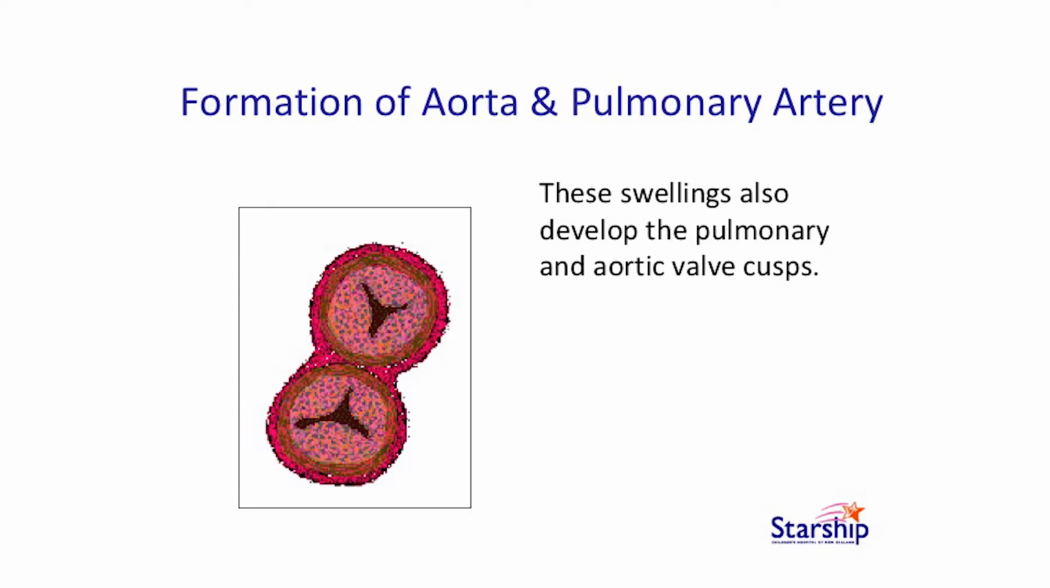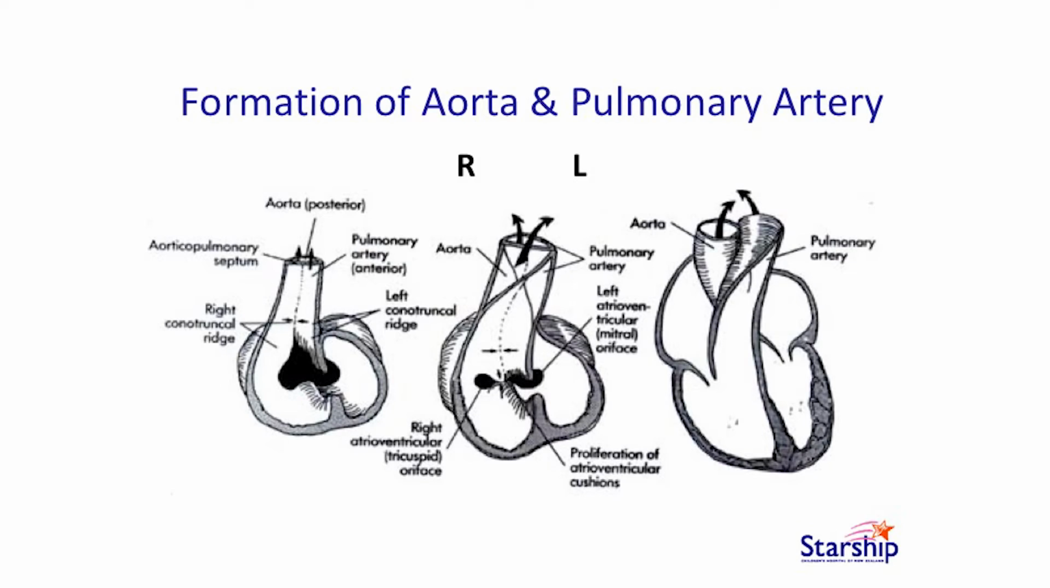And these swellings also develop the pulmonary and aortic cusps. So finally, just looking at this again, with the looping of the heart tube, the arterial trunk is dragged towards the right and twisted. This looping brings the trunk, remember I said that the ventricular septum is coming up, but at the same time this vessel is looping, and the looping brings that trunk really close between the opening between the atria and the ventricle, and it's known as the AV canal.